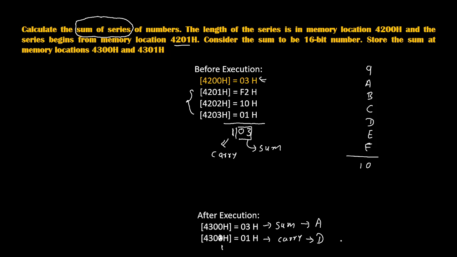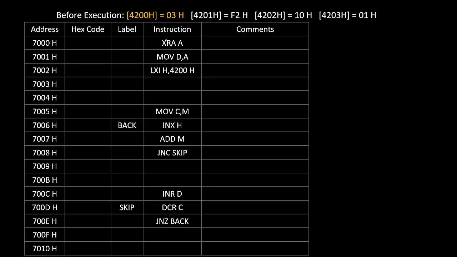So let's write the program for it. So this is the content before execution: on 4200, 03 is there, and the other numbers are also given. Then first we will clear the accumulator, because we want to add the numbers inside the accumulator and therefore we want our accumulator to be 0. And we make our accumulator 0 by writing XRA A. XRA A stands for XOR accumulator with accumulator.